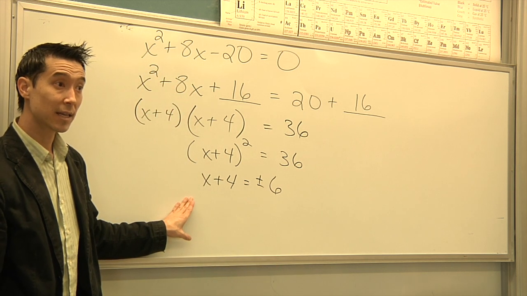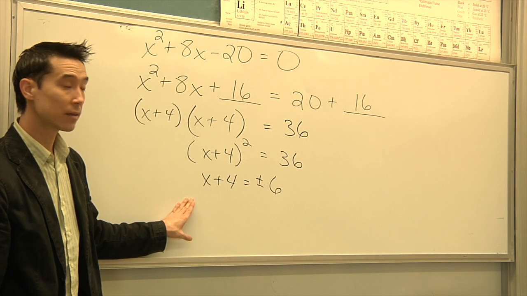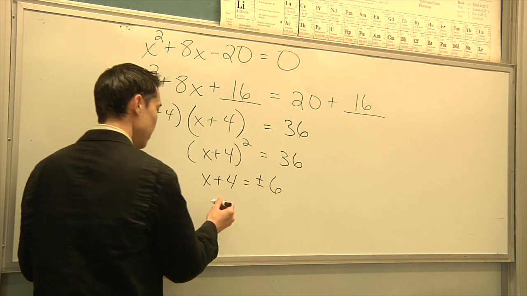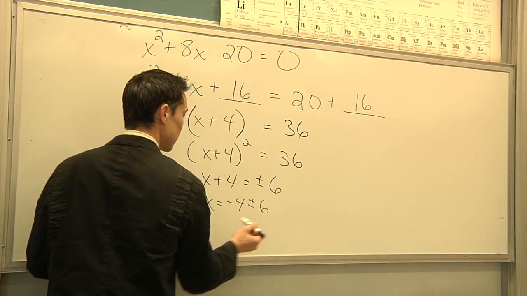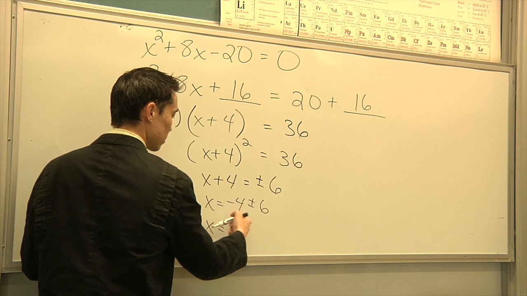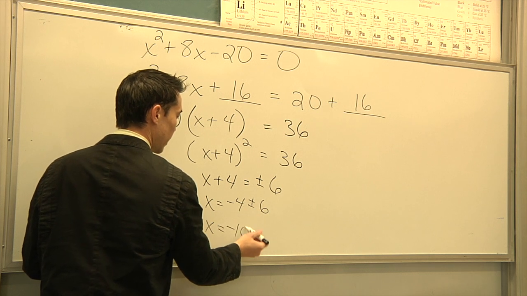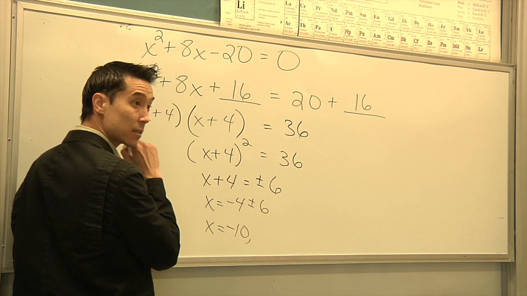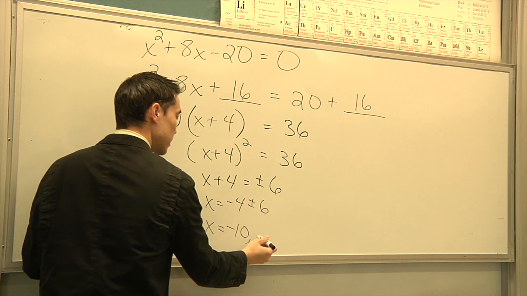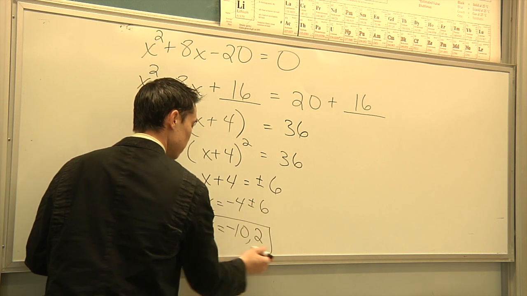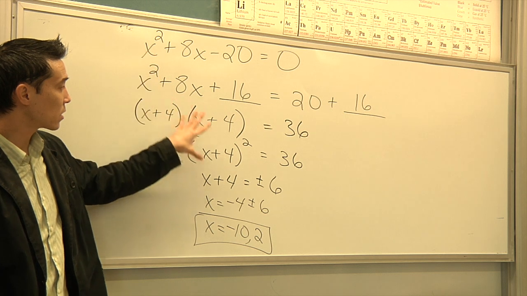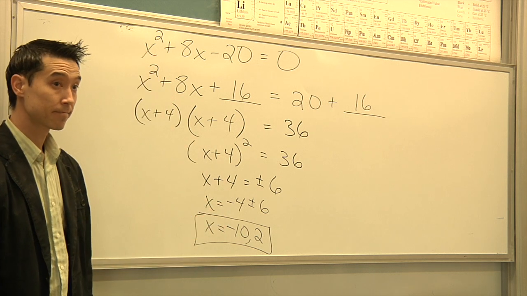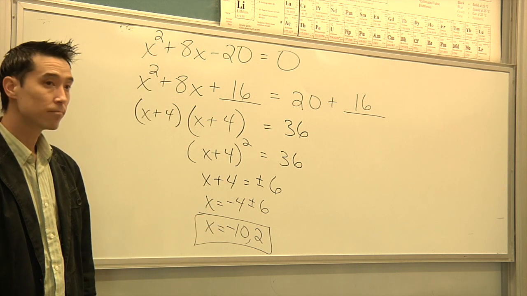Now the last step, step 6, is to solve for x, right? So let's move that 4 over to the other side. X equals negative 4 plus or minus 6. We get two answers. Negative 4 minus 6 is negative 10. And negative 4 plus 6 is positive 2. So I solved this equation using completing the square. Do you have to go back and plug in those answers? No, you do not.